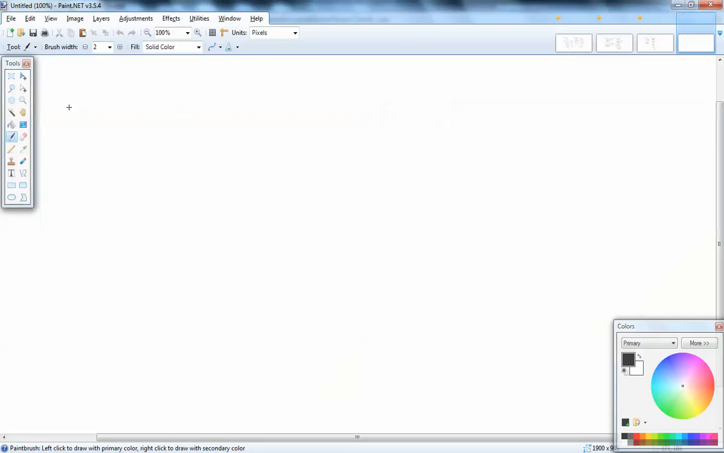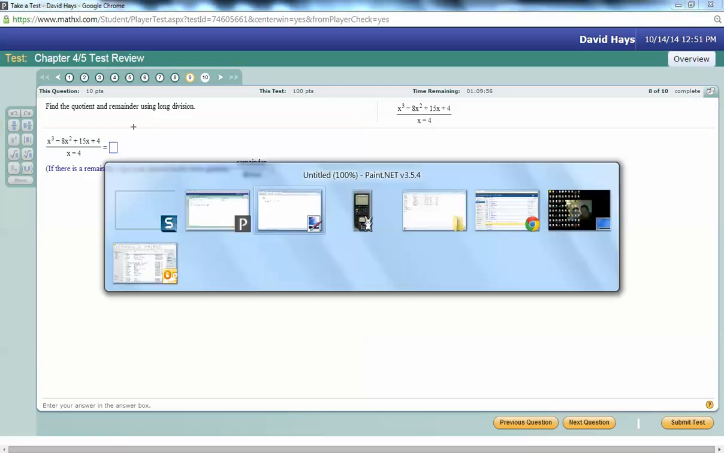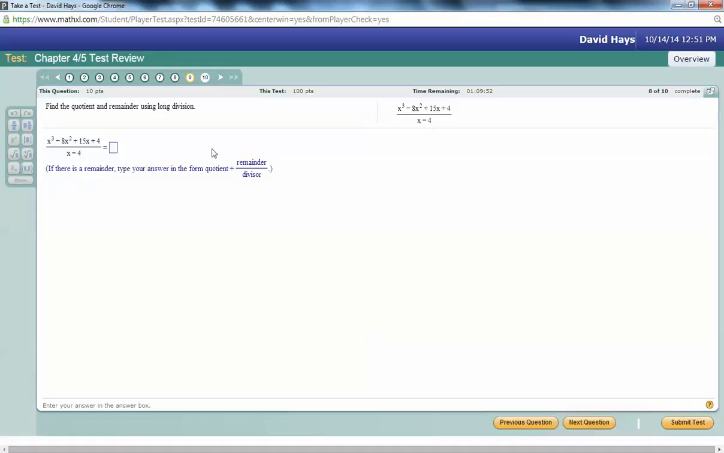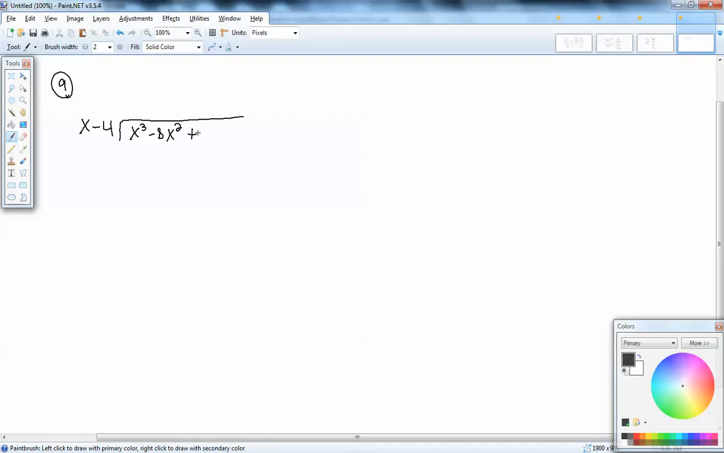Okay, so we're going to have x minus, this is, what problem is this? Number 9. We're going to have x minus 4, x to the third, minus 8x squared, plus 15x, plus 4.